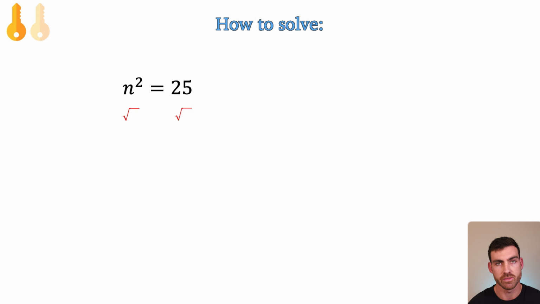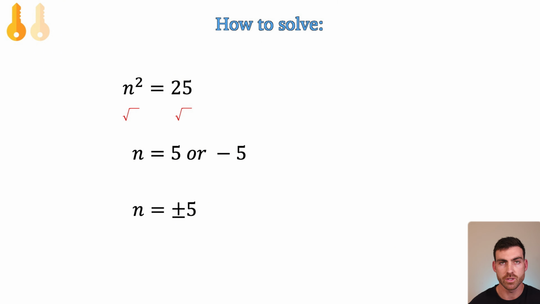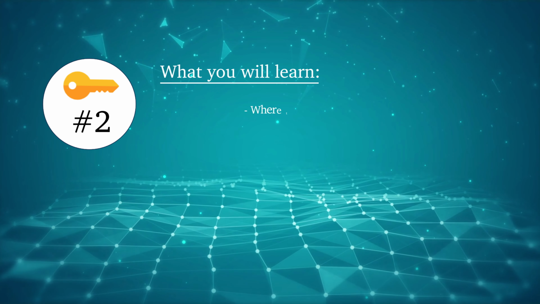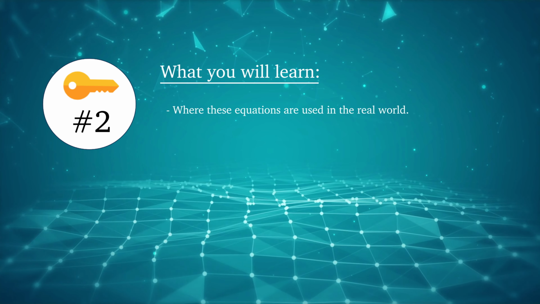So if we had this question, we take the square root to both sides. On the left-hand side, the square and the square root cancel each other out, and we're left with just n. On the right-hand side, the square root of 25 equals 5. But remember what we discovered. We need to always show both solutions, the positive and the negative answer. A shorthand way to write your solution is as follows, which literally means my solution can be the positive or negative version.